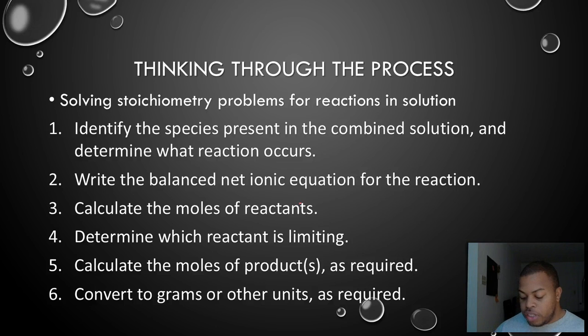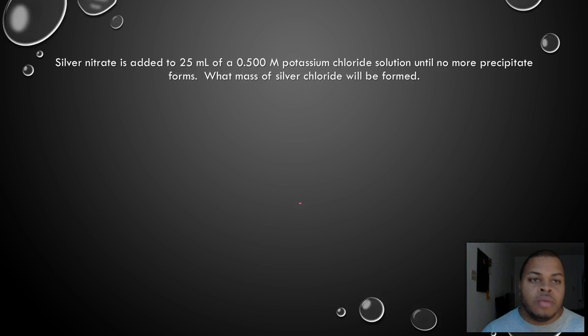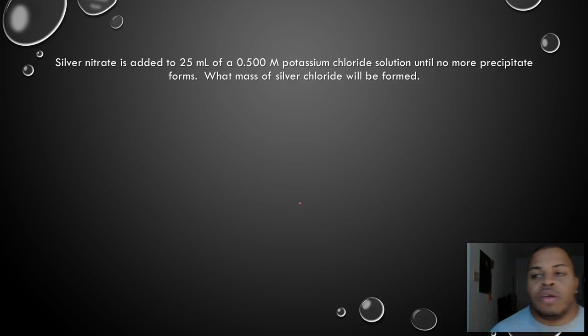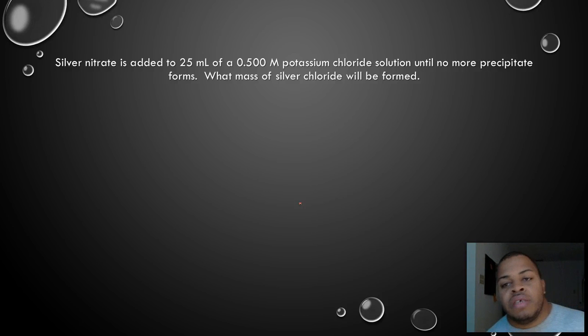We're going to start off with our first example here, which is silver nitrate is added to 25 milliliters of a 0.5 molar potassium chloride solution until no more precipitate forms. What mass of silver chloride will be formed? Oops, that's supposed to be a question mark at the end, but you guys get where we're going with this.